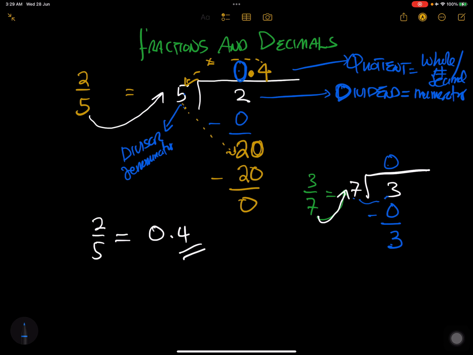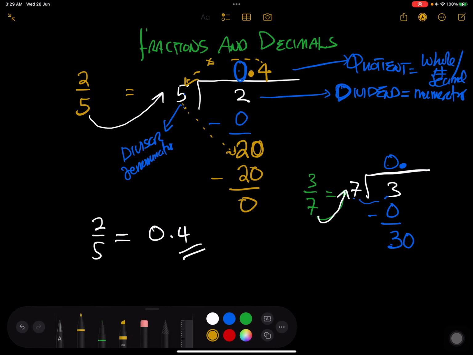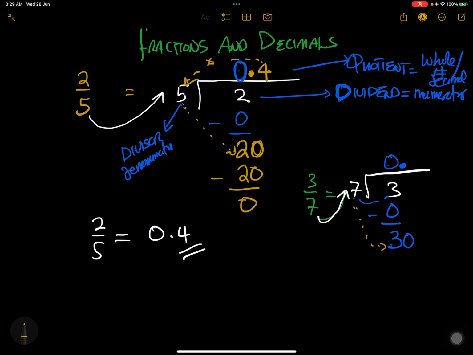Now, can 7 go into 3 again? No. So there's already a 0, so there should be a point. And the moment we put a point, a 0 needs to be attached. Once a 0 is attached, we ask the question again, can 7 now go into this 30? Yes, it's 4. So that 4 times 7 is 28. And once you have 28, we subtract again, we get 2.